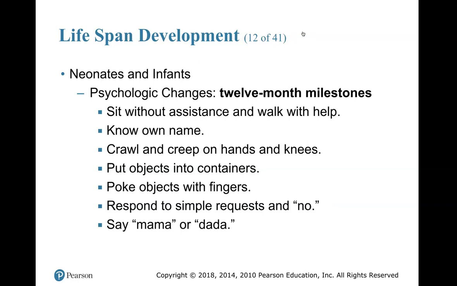12-month milestones: sit without assistance and walk with help. Know their own name, crawl and creep on hands and knees. I guarantee you they're faster than you. Put objects into containers, poke objects with fingers, respond to simple requests, and say mama or dada.